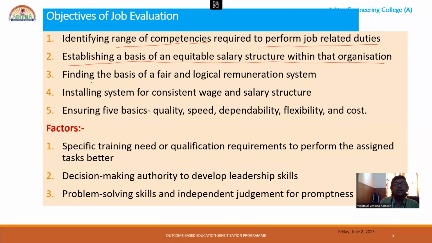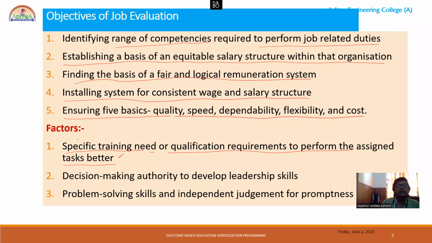So it is self-explanatory. Finding a basis of a fair and logical remuneration system. Installing the system for consistent wage and salary structure. Ensuring 5 basics: quality, speed, dependability, flexibility, and cost. And the factors: specific training need or qualification requirements to perform the assigned tasks better.